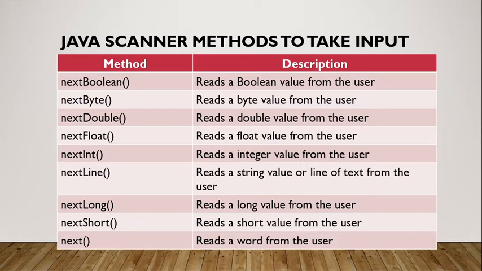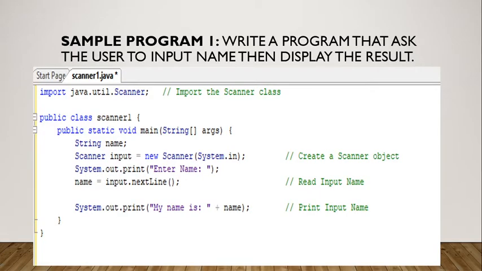nextLine reads a string value or line of text from the user. nextLong reads a long value from the user. nextShort reads a short value from the user. next reads a word from the user. Sample program 1: write a program that asks the user to input a name then display the result.